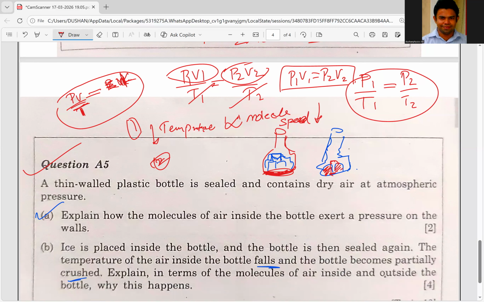You have to say that the outside pressure, the atmospheric pressure, is higher. The inside pressure gradually decreases because of the low temperature of the ice. The external pressure gives a greater force inwards, and the bottle gets crushed. Am I clear, students? Yes, sir. Write it down.